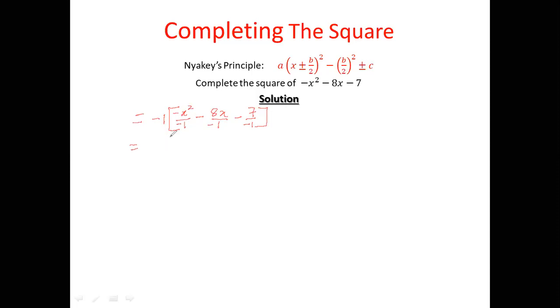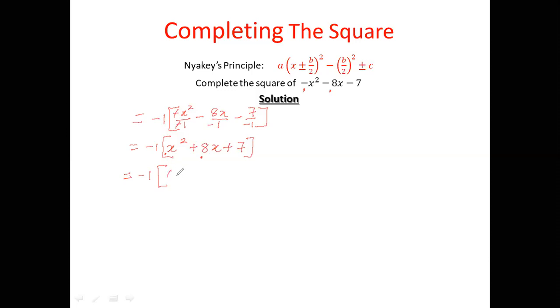So negative 1 out of the square bracket. So this one will give us positive 1. So I have x squared. Negative divided by negative will give us positive. 8 over 1, 8. Then negative over negative, positive. Then 7 over 1, 7. So that becomes what we have here. Then the next thing we can do is to complete the square, because the value initially, the value of b was negative 8, but now b is positive 8. Now the value of a is negative 1 here, but the value of a is positive 1 here. So which of the two shall we use? We have to use this one because the coefficient of x squared is 1.